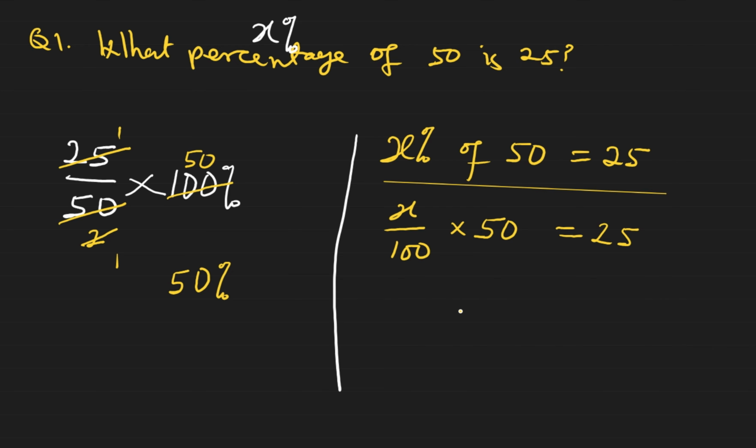Okay, now let's do our manipulation. 50 goes into itself 1, goes into 100 2 times. So I'm left with what? X over 2 equals 25. And since what I'm looking for is x, I just have to take away the denominator of 2 from the x. To do that, I multiply both sides of the equation by the denominator, which is 2.